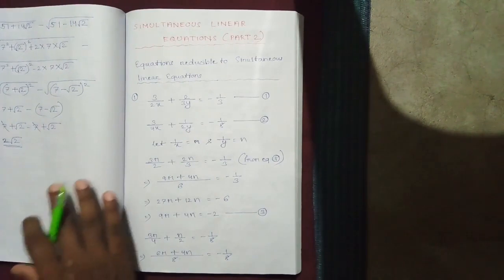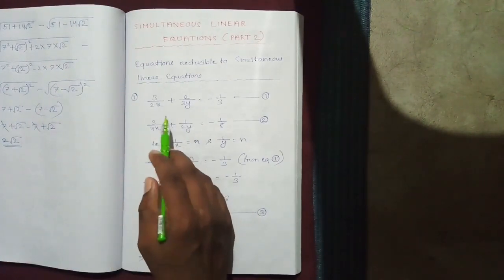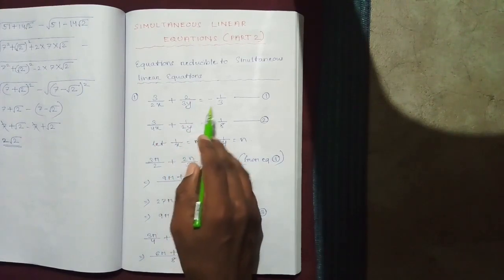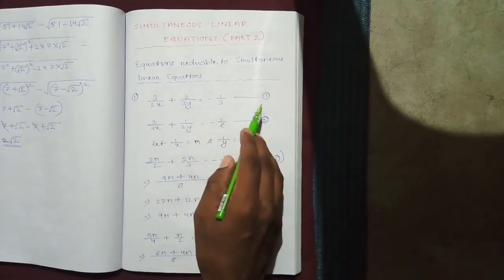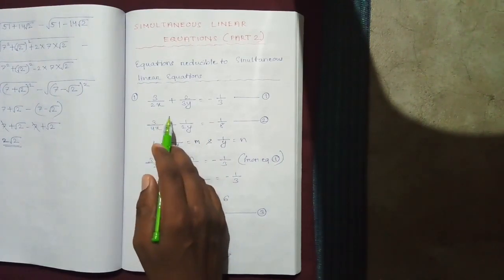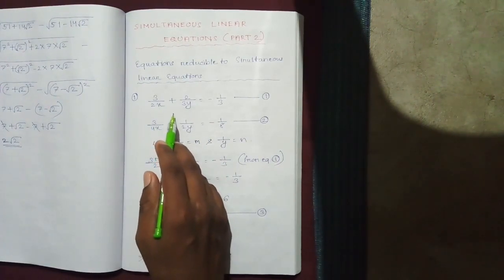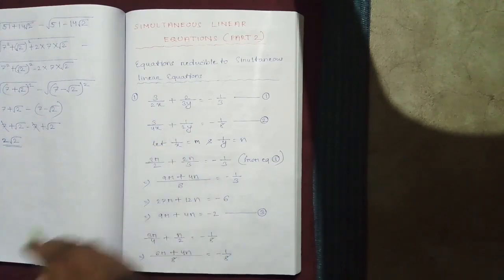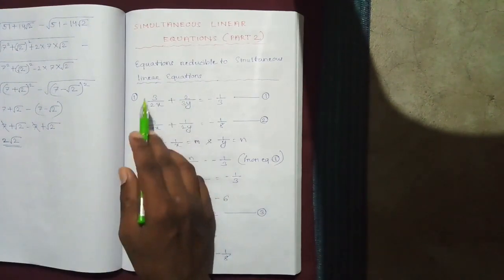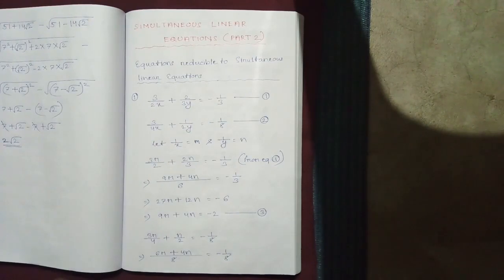Let us take the first example. Suppose we have 3 by 2x plus 2 by 3y is equal to minus 1 by 3. This is given. Let it be equation 1. You can see clearly it is not in the standard form. The standard form is ax plus by plus c is equal to 0. Means the power of x should be 1 and the power of y should be 1. Constants are there, but the power of x is not 1.